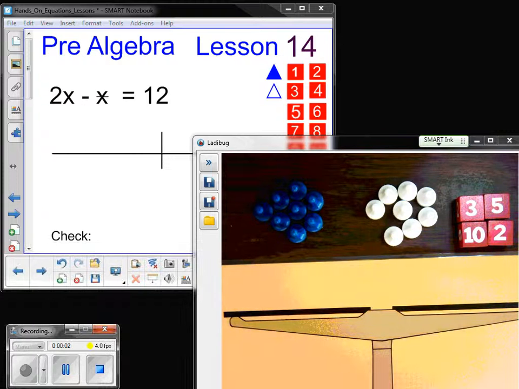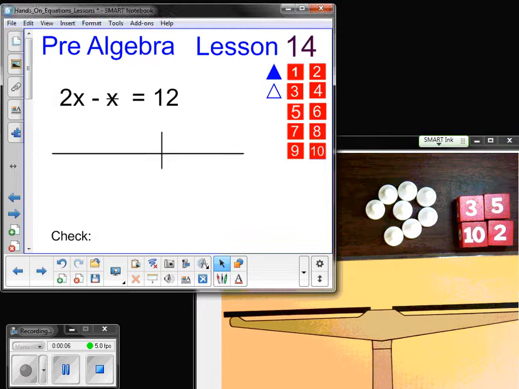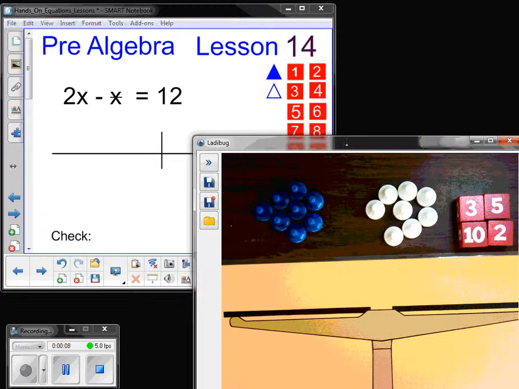Congratulations, you're up to lesson 14. Here's our first problem in lesson 14. We got it right here. We got 2x minus star equals 12. So let's get that thing set up.